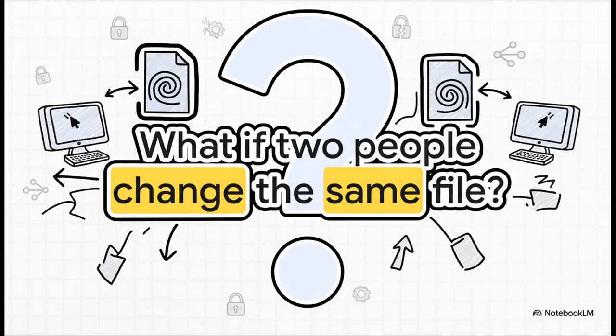But wait, this always leads to the big question, right? It sounds like a recipe for disaster. What happens if you and a coworker change the exact same line in the exact same file? You change a sentence, they change that same sentence. What happens when you both try to save?